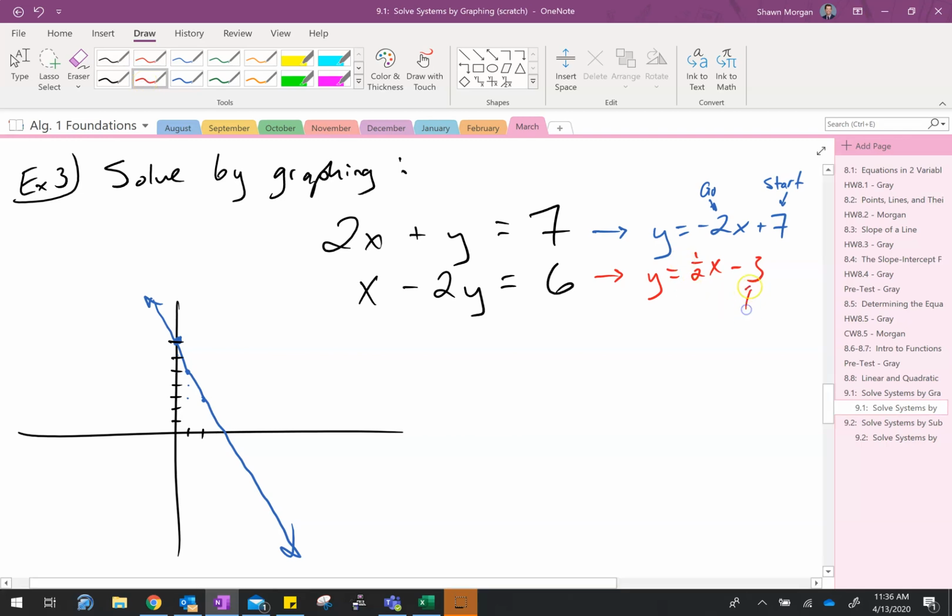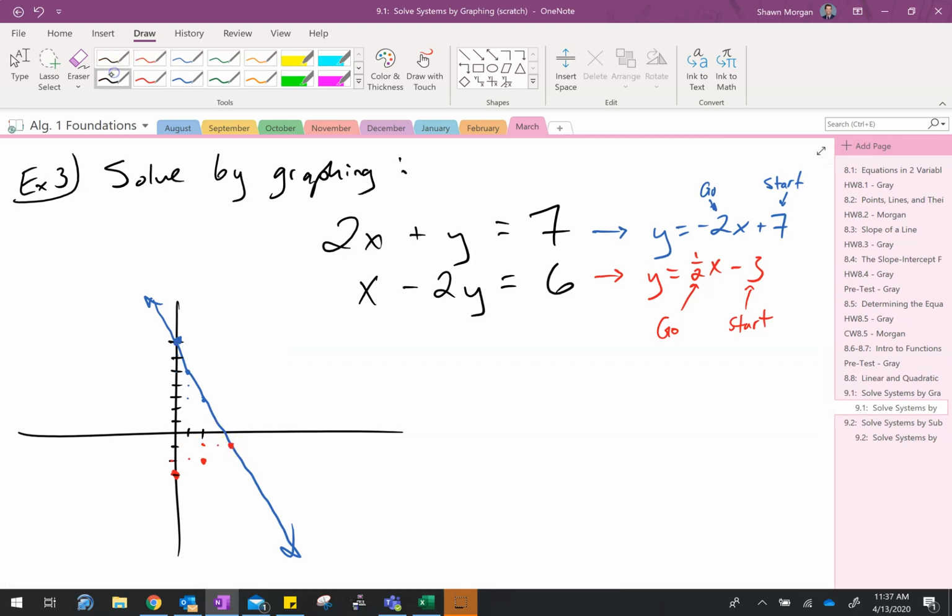Down here, I'm going to start at -3. Again, for my second line, I'm going to start at the y-intercept. So 1, 2, 3. And that's going to be my first point. This will be my starting point. And then I'm going to go up 1 and over 2. So again, this is where I go using my slope. So I go up 1 and then over 2. Go up 1 and then over 2.